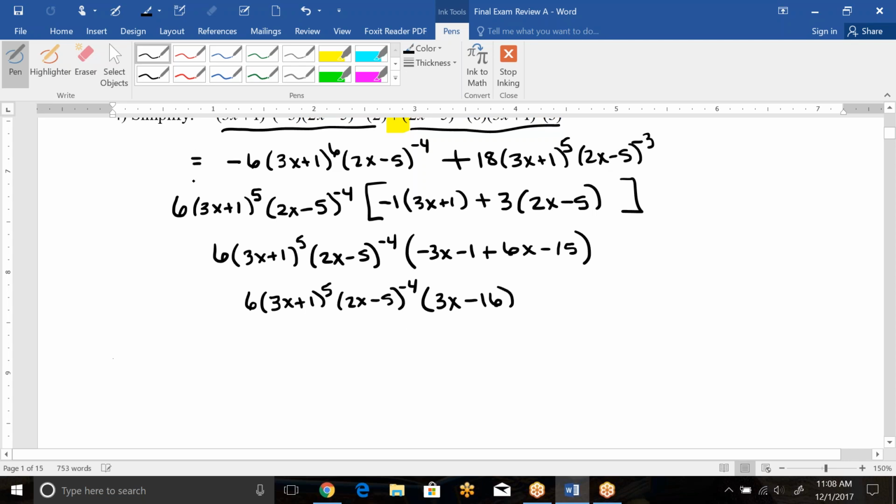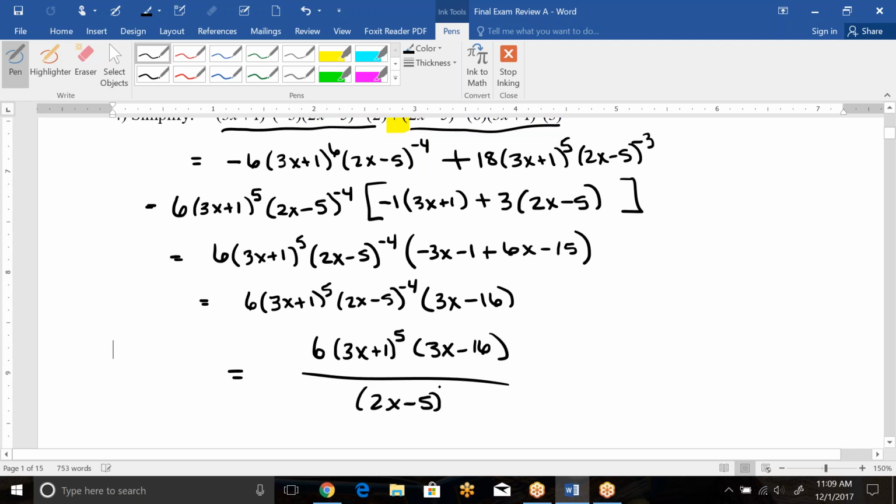The only thing we typically don't like, remember, is a negative exponent. So we're going to move that term in that part to the bottom. So this is 6, 3x plus 1 to the 5th times 3x minus 16 all over 2x minus 5 to the now positive 4. And there we go. That's completely simplified down.